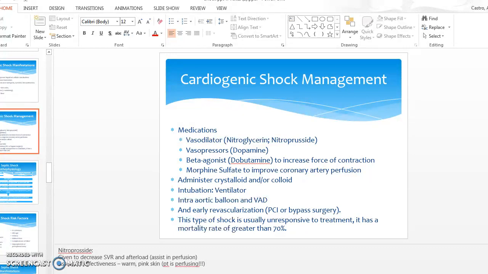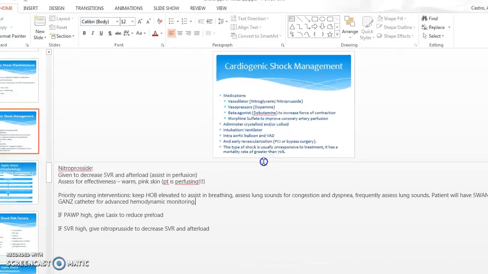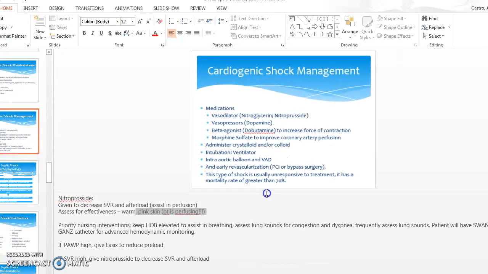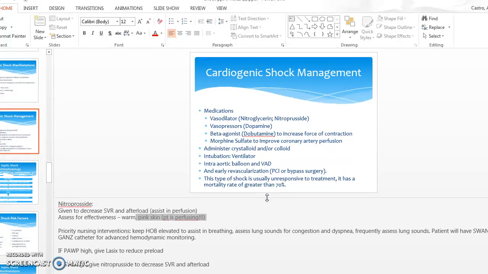So how do we know if it's working? All these are in my notes, so take a good look at them. The patient's warm and pink. It's not going to have anything to do with oxygen levels or anything else. It's just going to have to do with that warm pink skin.